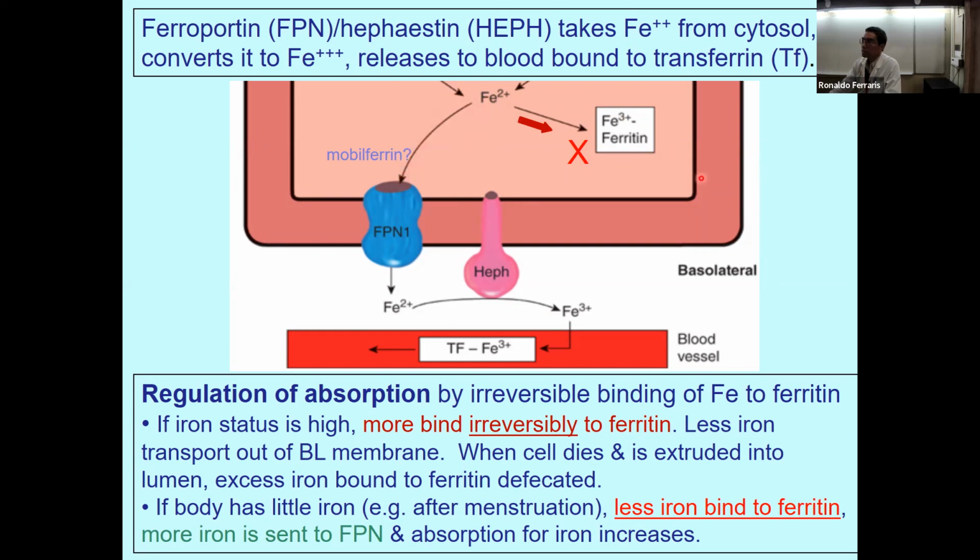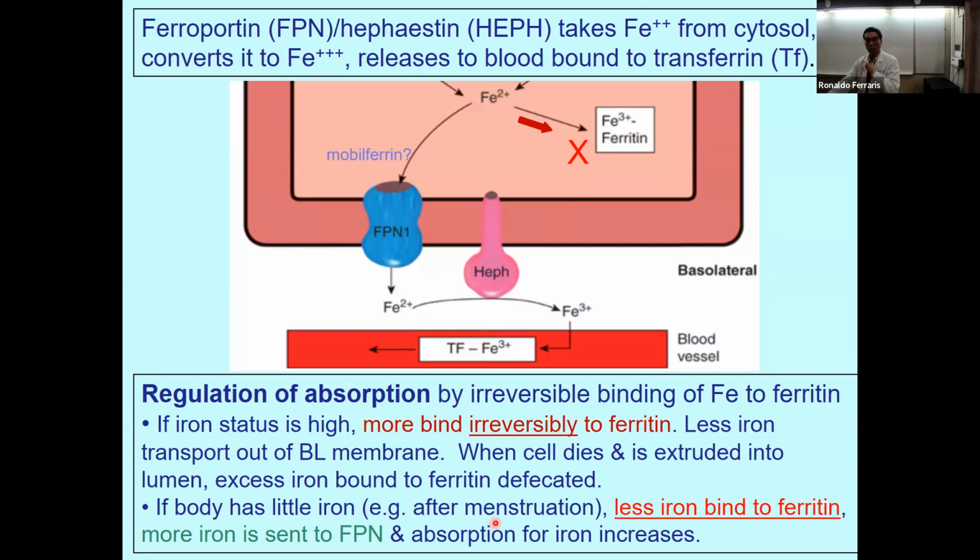When the intestinal cell dies, it is extruded into the lumen. The excess iron that is bound to ferritin is then defecated. So if you actually eat tons of iron, your stool gets black because that's really the iron that's bound to ferritin. This is when you have excess iron.